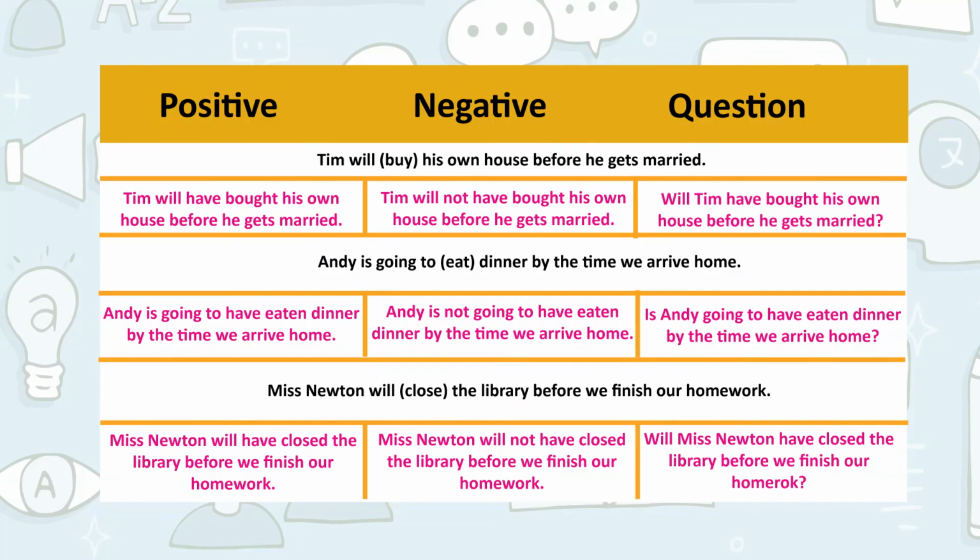To finish, we have more examples. Tim will buy his own house before he gets married. Andy is going to eat dinner by the time we arrive home. Miss Newton will close the library before we finish our homework. You can see as well the structure by positive, negative, and questions for using the future perfect tense. So guys, with this chart, we'll make a summary about the topic that we have been studying for this lesson.